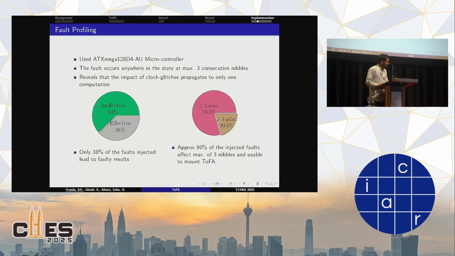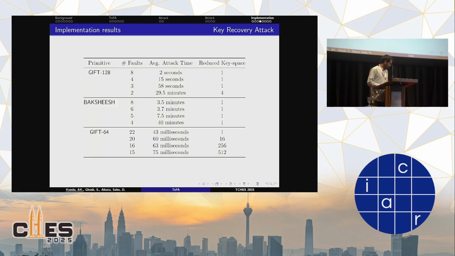So here we have used the ATXmega microcontroller, and our attack assumes faults can be anywhere, at max 3 consecutive nibbles. We have checked that only 38% of faults are injected, and that leads to faulty results. Approximately 80% of the injected faults affect at max 3 nibbles, and that is the requirement of our key recovery attack. So these are the implementation results.